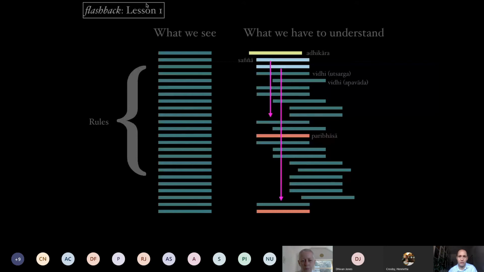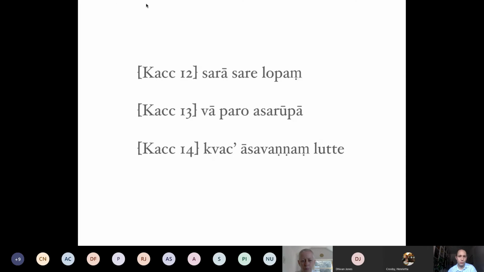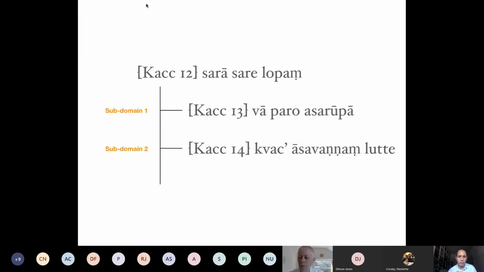So there are different levels. There's a hierarchy in the rules, and if we apply this to the three rules that we have seen, simply based on the use of option markers and the anubhuti, this is what we see, but this is what we have to understand. Otherwise, we can get a little bit confused.